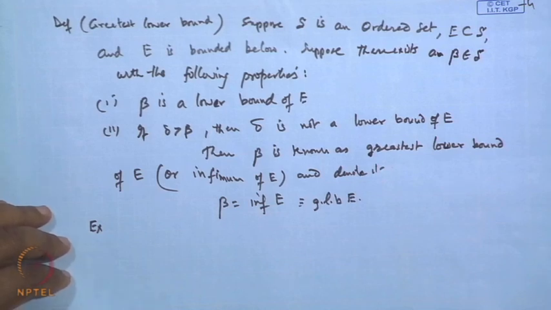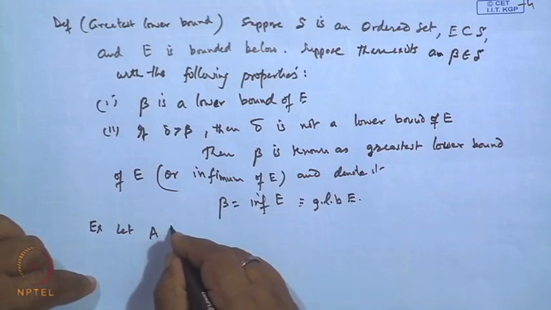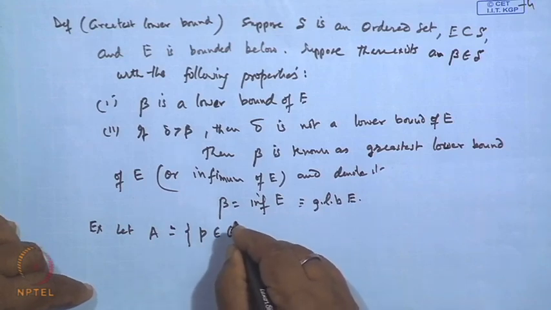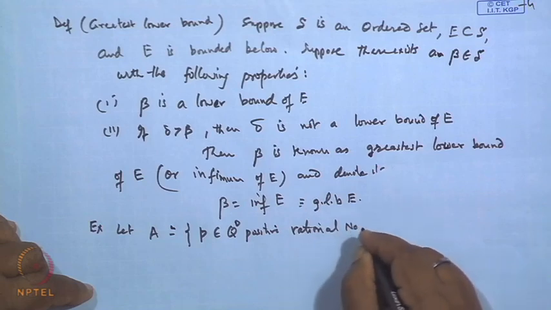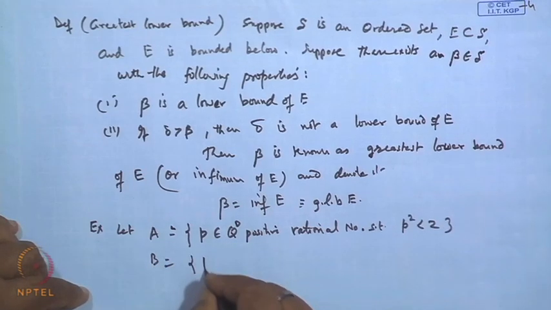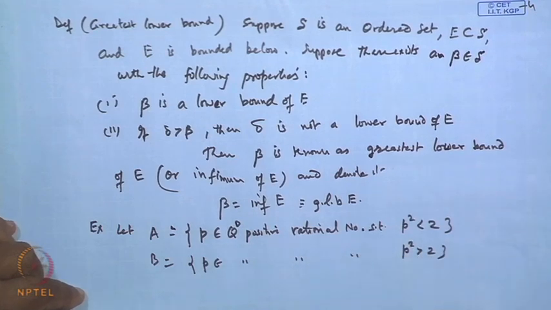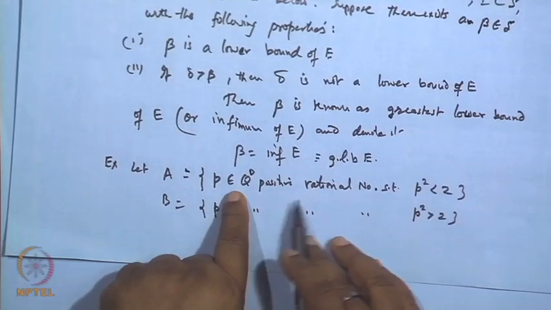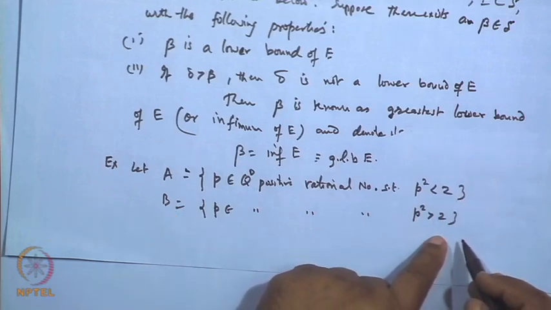Suppose I take the set A, let A be the set of all positive rational numbers p such that p squared is less than 2, and let B be the set of all positive rational numbers p such that p squared is greater than 2. Now, A is the set of all positive rational numbers whose square is less than 2, and B is the set of all positive rational numbers whose square is greater than 2.